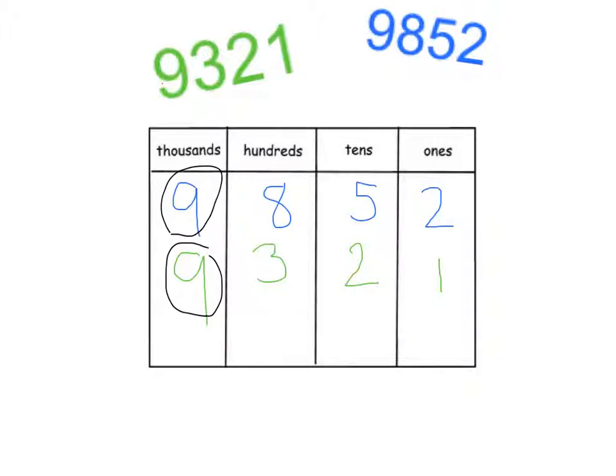So now we know that there's 9,000 in both numbers. We're going to have a look at how many hundreds are in each of those numbers. Alright, so let's have a look at the hundreds now. In the blue number, 9,852, we have 8 hundreds. But in the green number, we have 9,352. Now, which number would be bigger, 8 hundreds or 3 hundreds? That's correct. 800 is bigger. So the number 9,852 is the bigger number out of those two.